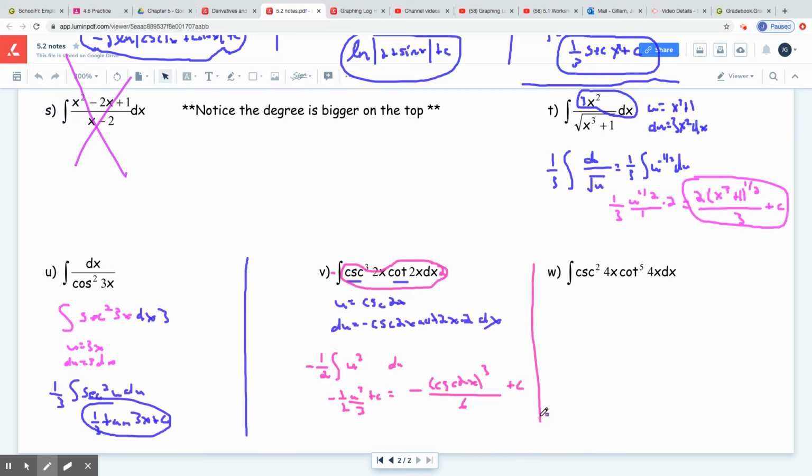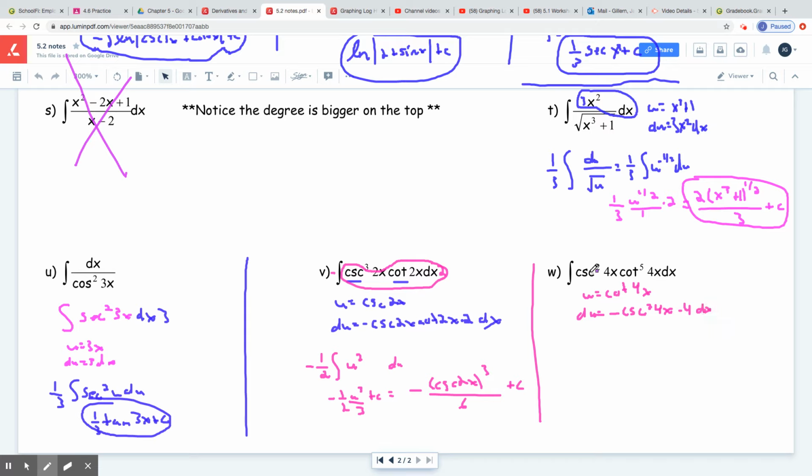All right. And the last one, which is w, once again, we have 2 trig functions. Cotangent is the higher exponent, so let's go with cotangent 4x as my u, which means my du, the derivative of cotangent. If you don't know it, it's fine. You can just look at your formula sheet. It is negative cosecant squared, keep the inside the same, times the derivative of the inside.